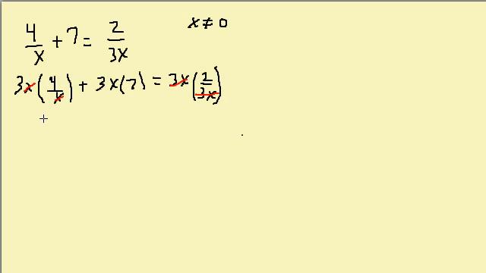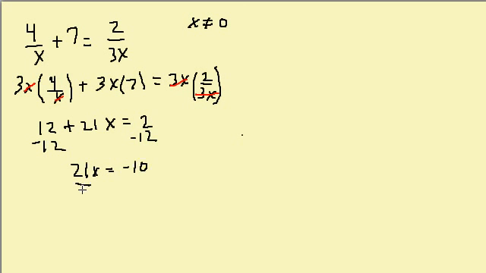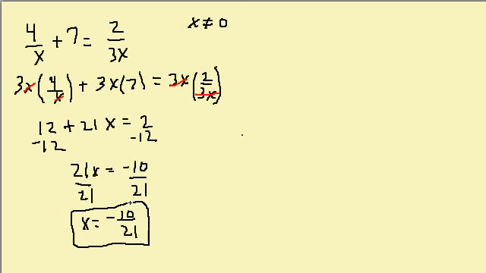So I'm left with 3 times 4 is 12 plus 21x equals 2. And now I just solve for x. So I subtract 12. So I get 21x equals negative 10. Divide both sides by 21. And I get x equals negative 10 over 21. And this is not my restriction, and the fraction won't reduce, so this is my final answer.